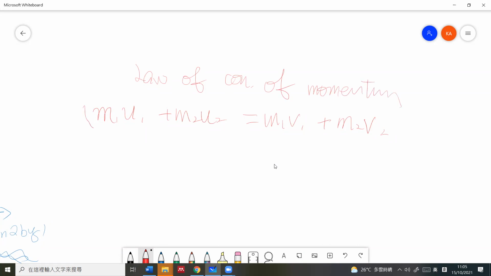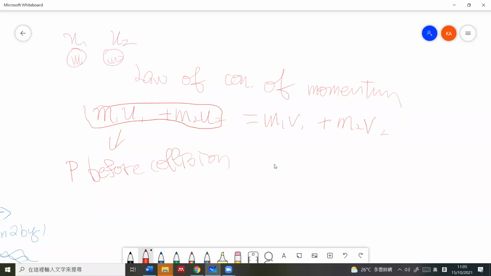Okay, so if you analyze the equation, then you will find that the left-hand side is the momentum before collision, right? So this is the momentum before the collision. And the right-hand side is the momentum after the collision.